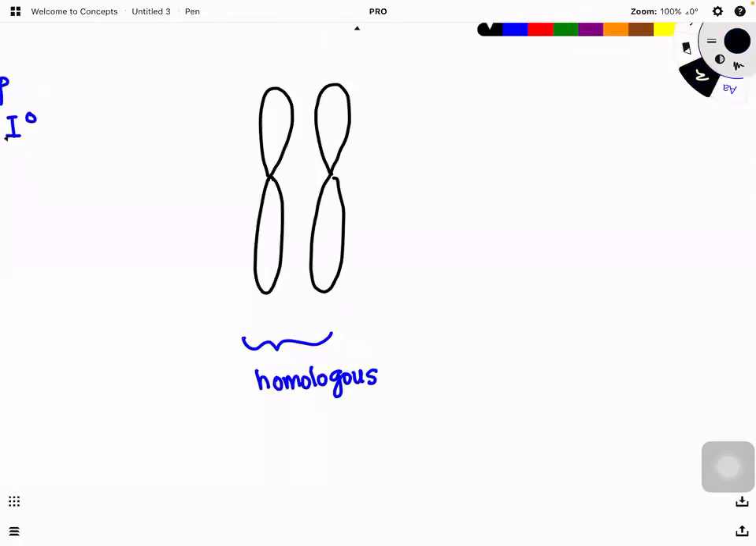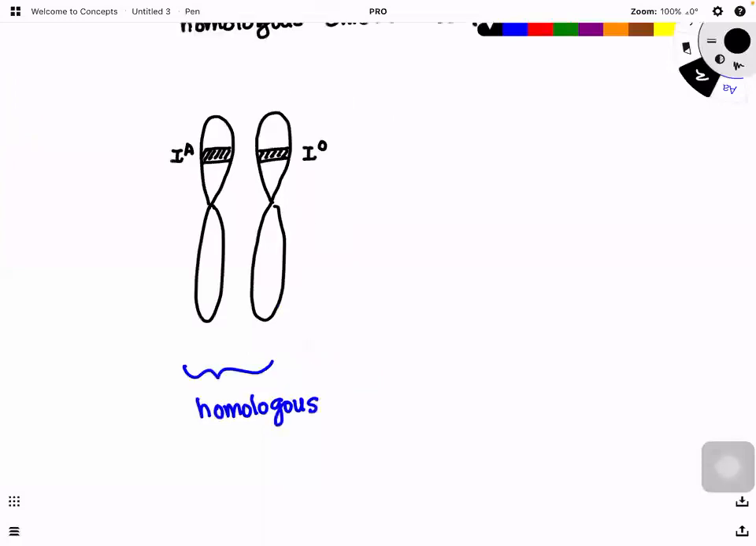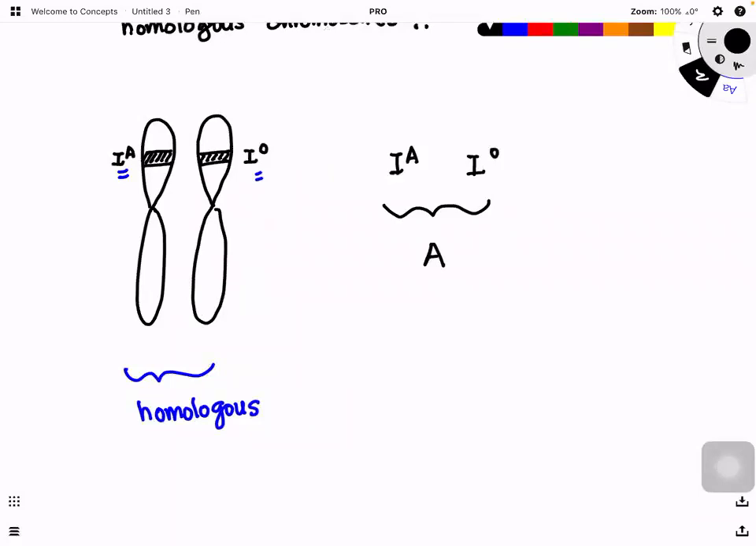Then we do know that just now here we have the blood group allele IA. This is allele IO. Are you clear? So in this case, can you see that? One is IA, one is IO. We do know that IA together with IO, the blood group will be A. Blood group A.